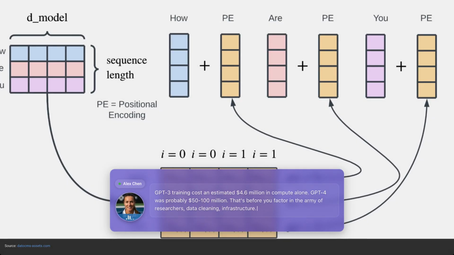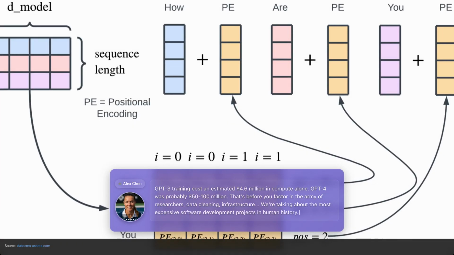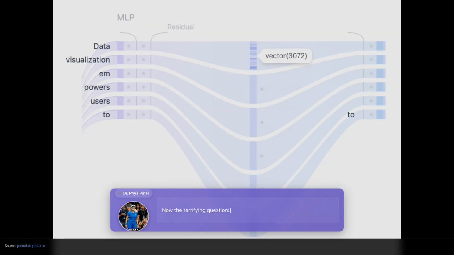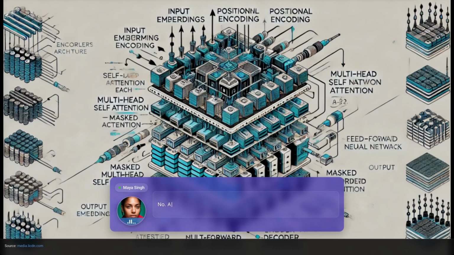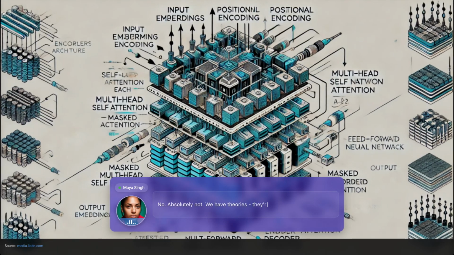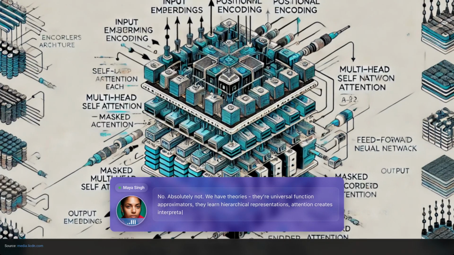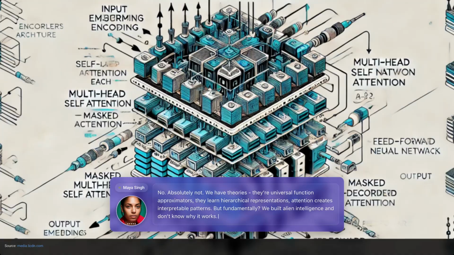That's before you factor in the army of researchers, data cleaning, infrastructure. We're talking about the most expensive software development projects in human history. Now the terrifying question: do we understand why transformers work so well? No, absolutely not. We have theories: they're universal function approximators, they learn hierarchical representations, attention creates interpretable patterns. But fundamentally, we built alien intelligence and don't know why it works.